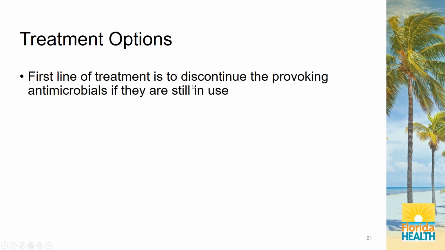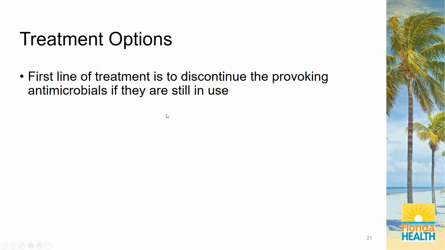Now, as far as treatment options, if you're suspecting that someone has C. diff, what is going to be one of the first things that you're going to want to consider doing for this patient? Vanco, Flagyl, more Vanco, okay? So a lot of antibiotics. Our first line of treatment is to discontinue the provoking antimicrobials if they are still in use. Very good, Amanda. Yes, discontinue provoking antibiotics and then vancomycin, right?